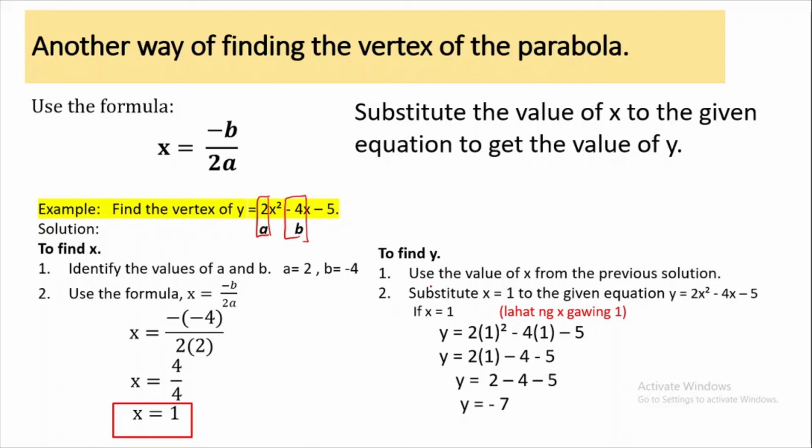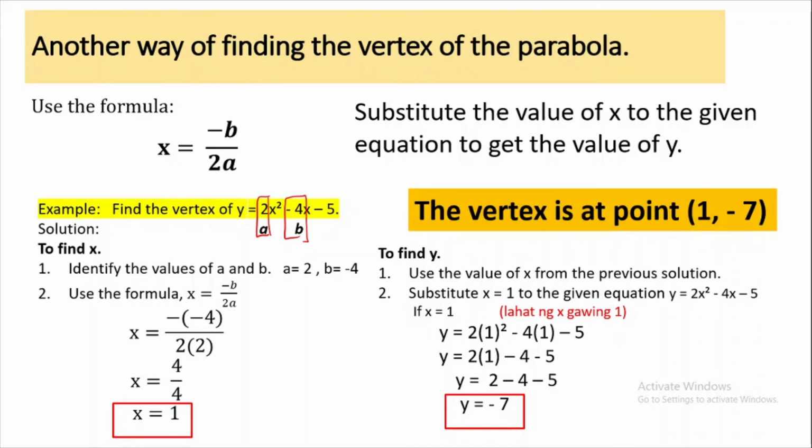So again, if we are saying substitute, that simply means that lahat ng value ni x magiging 1. Okay. So we'll have y is equal to 2 times 1 squared minus 4 times 1 minus 5. Okay, multiply. 2 times 1 is 2. Copy. Minus 4 and minus 5. So solve. We have y is equal to negative 7. So from here, we say that the vertex is at point 1 and negative 7.